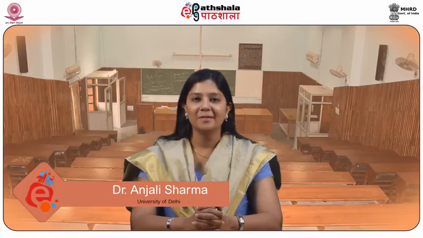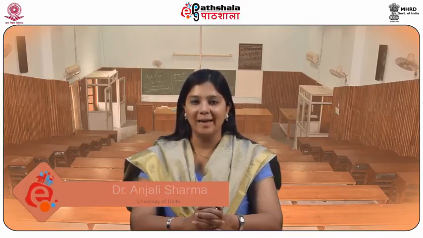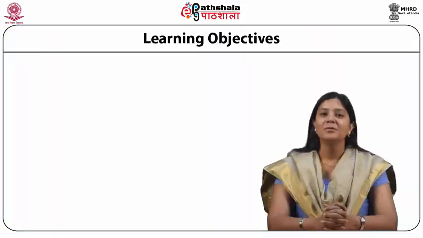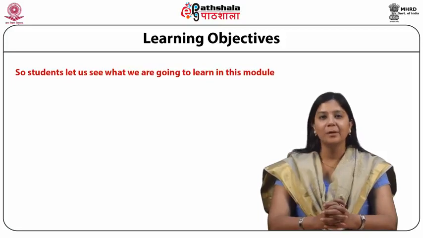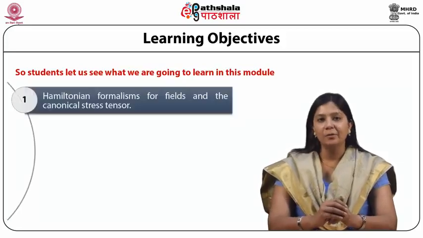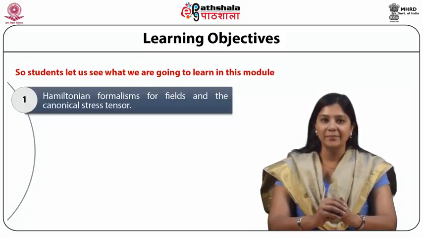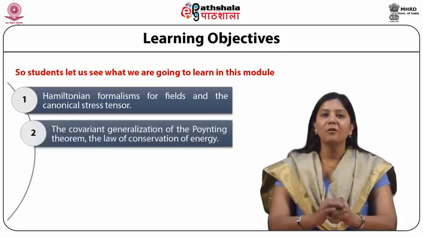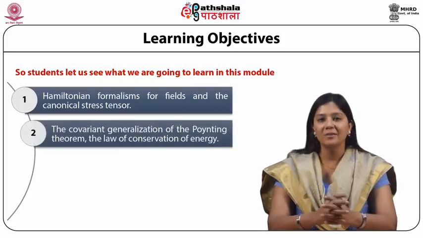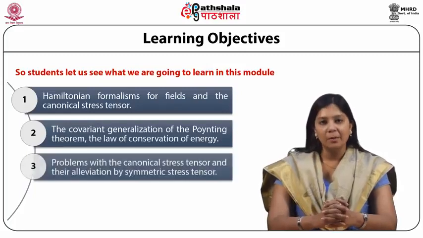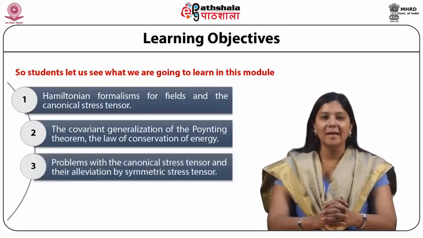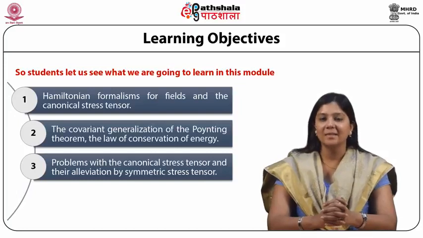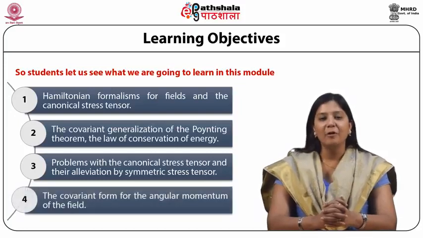Today we are going to discuss the module Hamiltonian and the stress tensor from the paper Electromagnetic Theory. So students, let us see what we are going to learn in this module. Hamiltonian formalization for fields and the canonical stress tensor, the covariant generalization of Poynting theorem and the law of conservation of energy, problems with the canonical stress tensor and their elimination by the symmetric stress tensor, the covariant form for the angular momentum of the field.